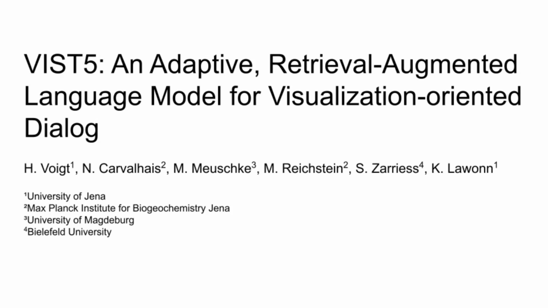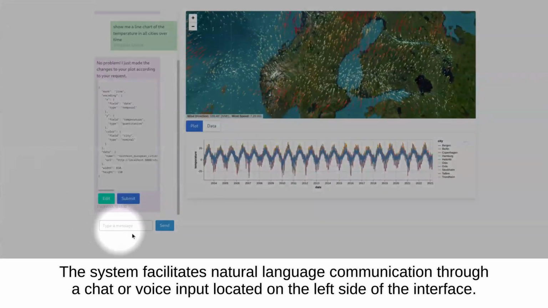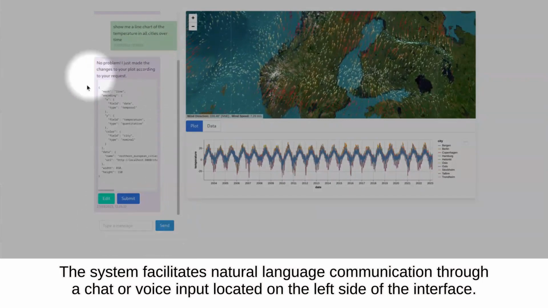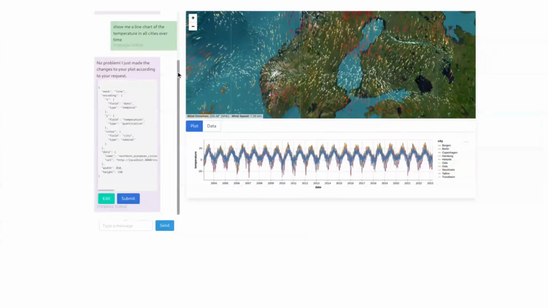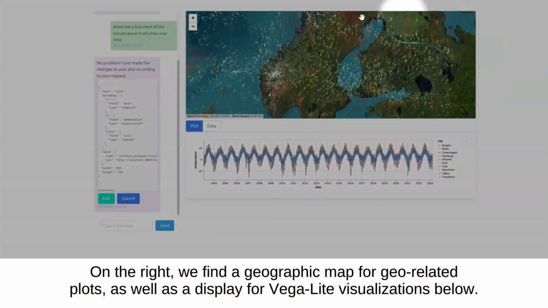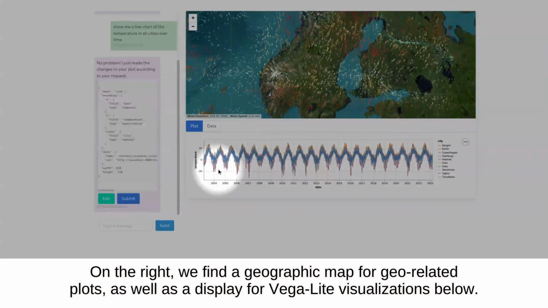Introducing VIST5, an adaptive, retrieval-augmented language model designed for visualization-oriented dialogue. The system facilitates natural language communication through a chat or voice input located on the left side of the interface. On the right, we find a geographic map for geo-related plots, as well as a display for Vega-Lite visualizations below.